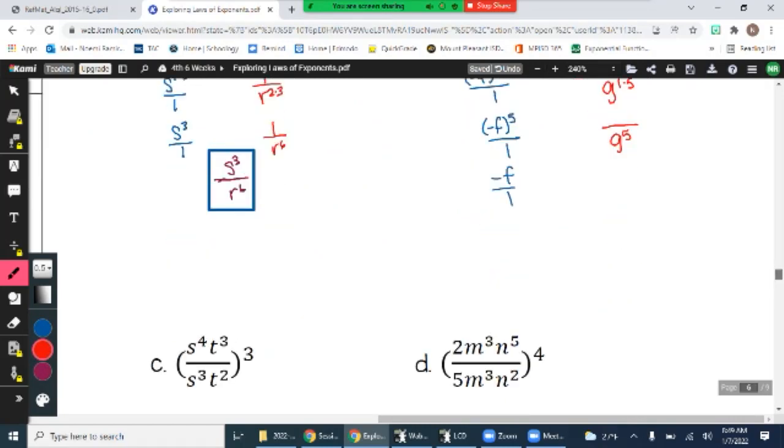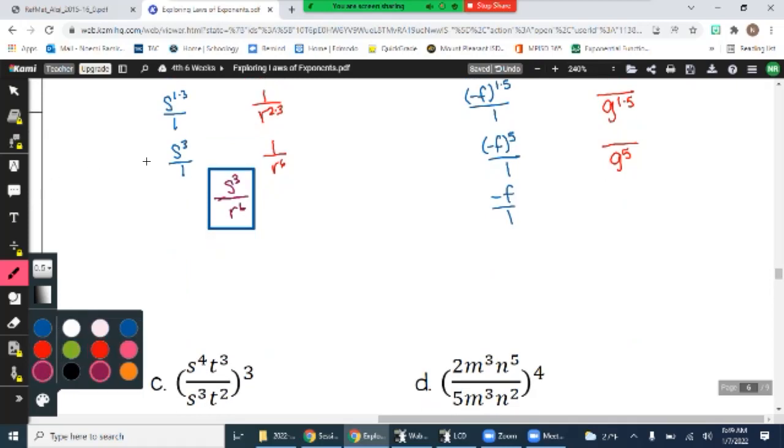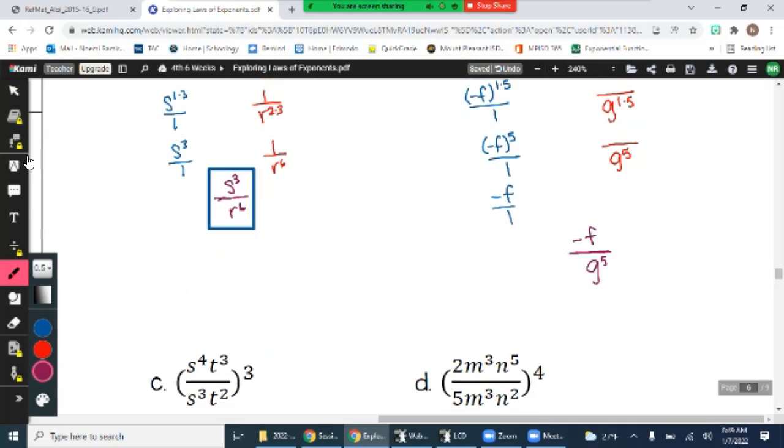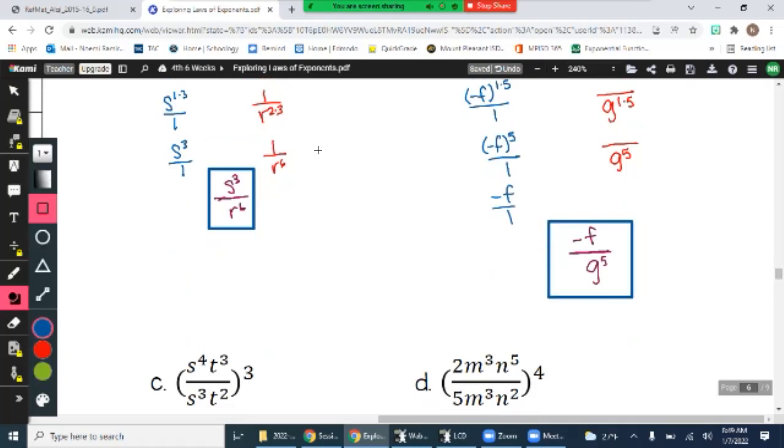But now that I'm ready to put my answer back together again, I look at that negative f, notice it's at the top, that g to the power of 5, and it's at the bottom. And that is my final answer.